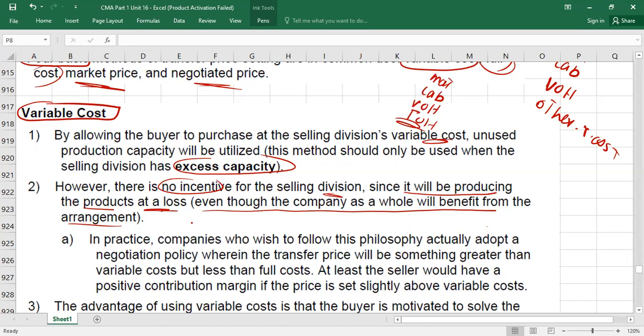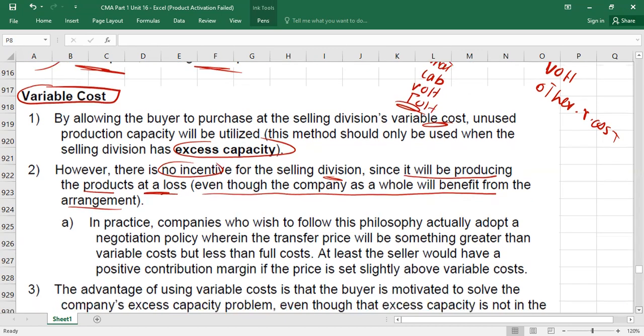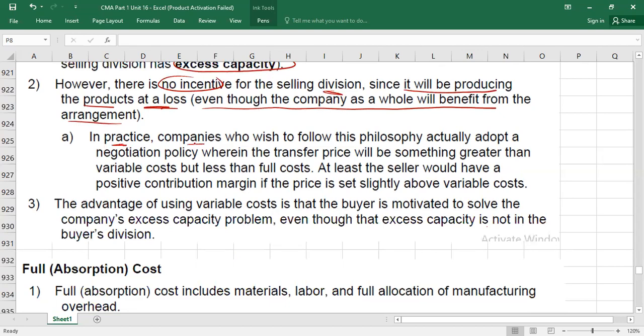He's not taking any portion of the fixed cost. So obviously, ultimately, he will incur a loss, because through the transfer price he's recovering only his variable cost. That is why it is a loss to the seller, because he's not covering any fixed cost. In practice, companies who wish to follow this philosophy, a variable cost approach, actually adopt a negotiation policy wherein the transfer price will be something greater than variable cost. This is a really important point.